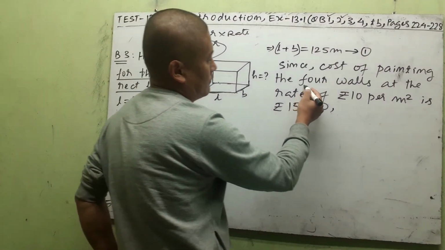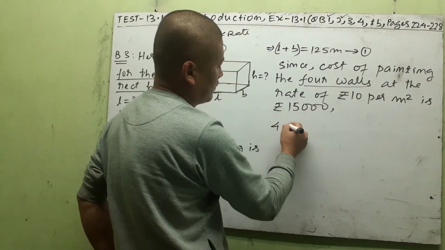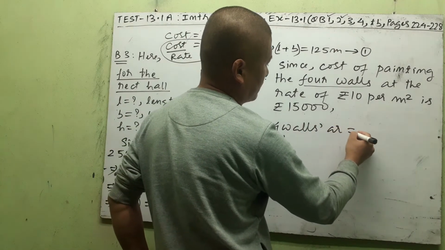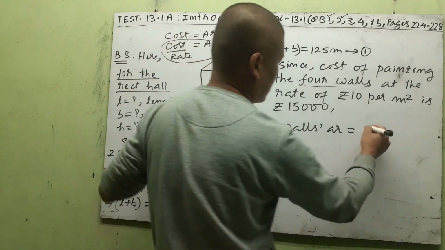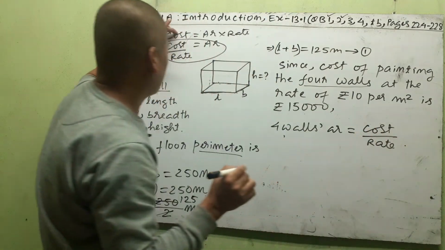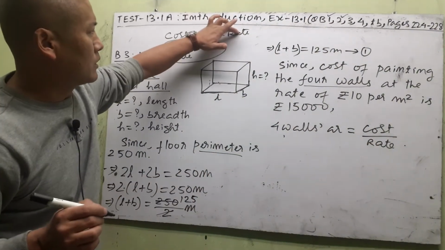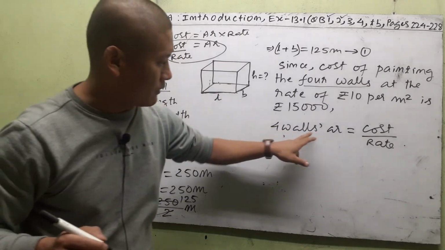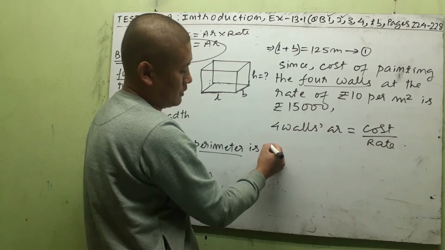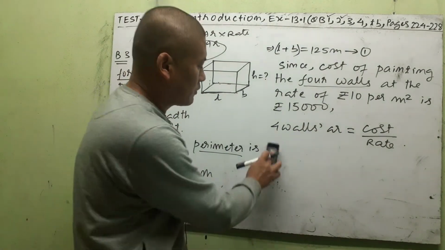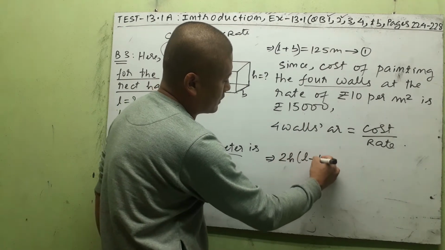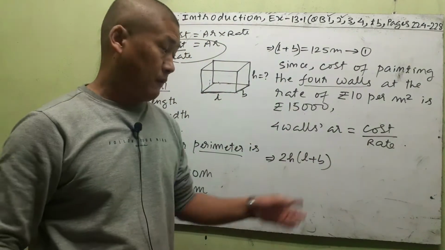So 4 walls are painted, means that 4 walls area is equal to, area is cost, so total cost divided by rate. We're using the extraction from the same formula, cost equal to area into rate. Area is therefore cost by rate. Area, 4 walls area is cost by rate, therefore, because you're painting the 4 walls here. Information about the painting cost of 4 walls is only given. So 4 walls area is twice H into L plus B. We know this from our first class in this chapter.